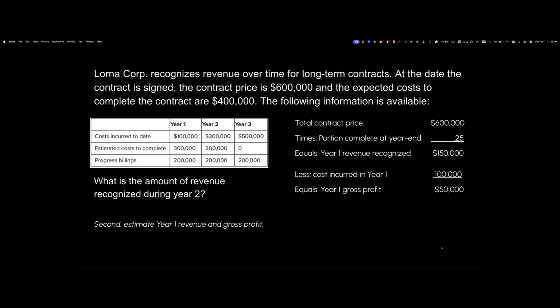Next, we're going to estimate the year one revenue and gross profit. Well, we have the contract price of $600,000 times the part that was complete at year end, which was 25%. We just went over that. For total revenue that we're recognizing in year one of $150,000. And we know we incurred costs of $100,000, so our year one gross profit is $50,000. So the key things to remember: $150,000 of revenue in year one and $50,000 of gross profit in year one.